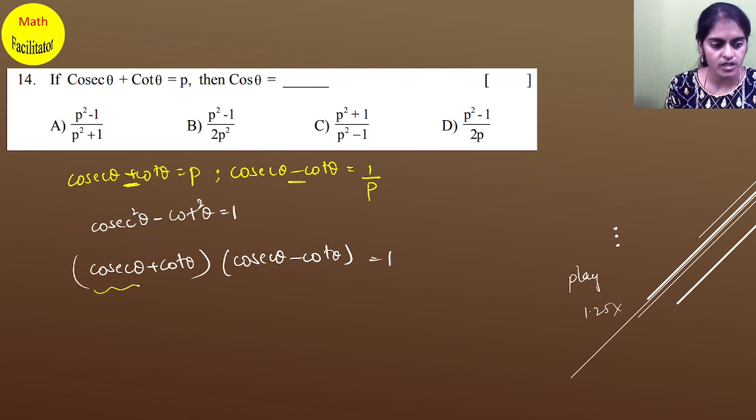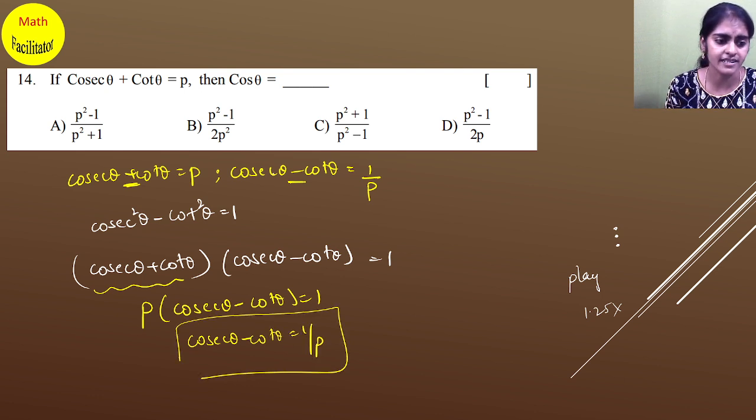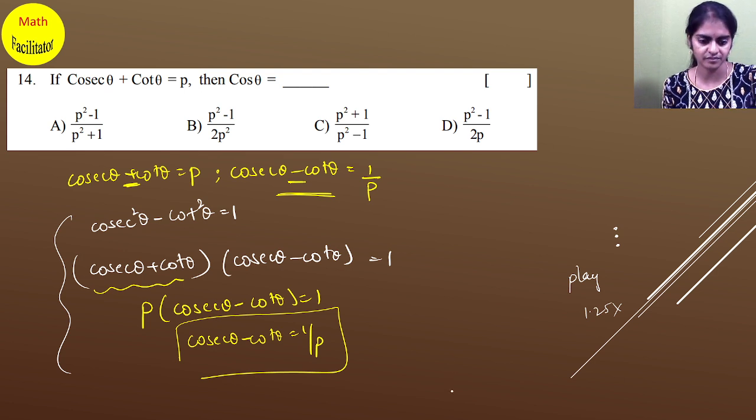Okay. Now cosecant theta plus cot theta is P, into cosecant theta minus cot theta is 1. So cosecant theta minus cot theta is 1 by P. But we already got the answer, it is 1 by P. Okay, this is the shortcut. So you can avoid these steps if you know how to write this.